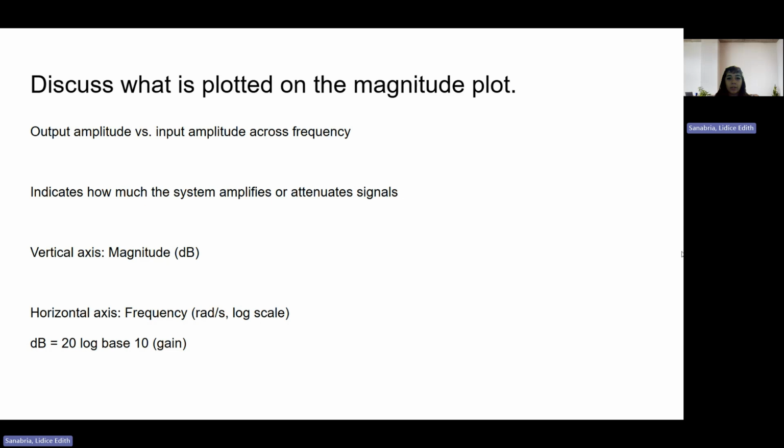So first we have the magnitude plot. This shows how the output amplitude compares to the input amplitude across frequency. So the vertical axis is the magnitude in the unit of decibels, and then the horizontal axis is the frequency on a logarithmic scale. And then the magnitude tells us how much a system amplifies or attenuates signals. So if the magnitude is high, the system passes those frequencies well. And if it drops, the system filters or weakens those frequencies.